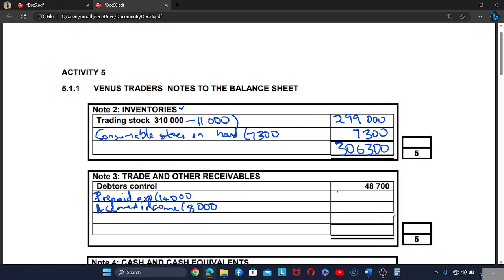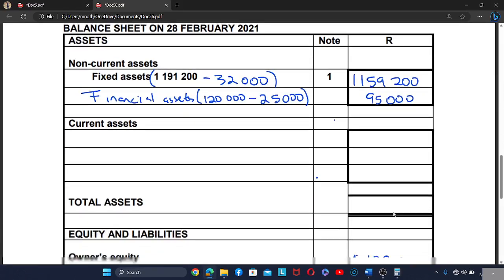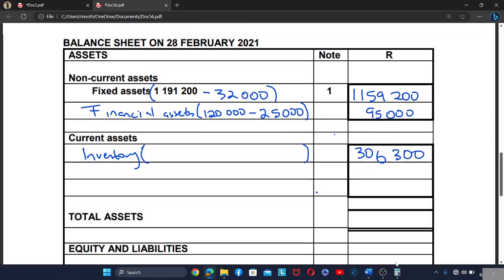So let's go and record the inventories under the balance sheet. So note this. If we were not told to do the inventories note, it means that those calculations, we were going to come and show them here in brackets. Okay.